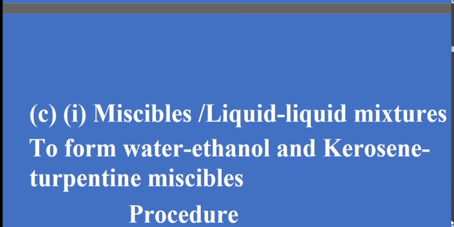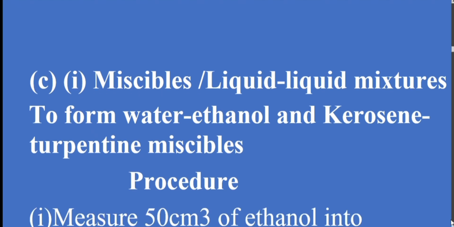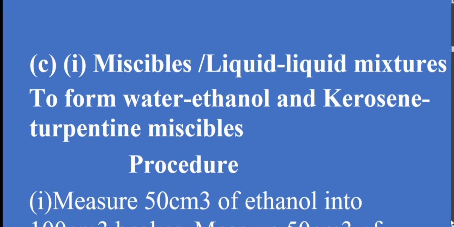So let's look at miscible liquid mixtures. To form water and ethanol, kerosene and turpentine, miscible. When we say they are miscible, we are saying they are able to mix completely, so that we only see one layer of the two liquids that have been mixed. That's why we call them miscible liquids, because they have been in a position to mix.